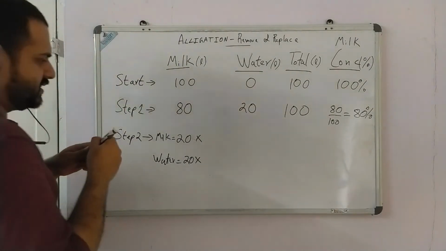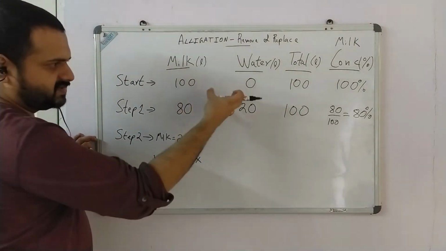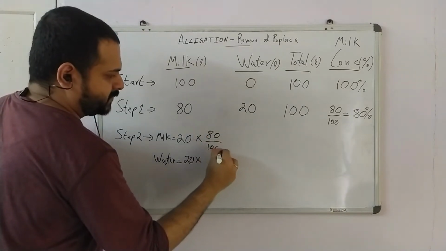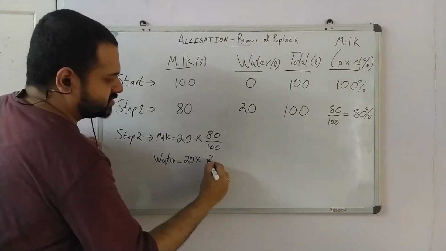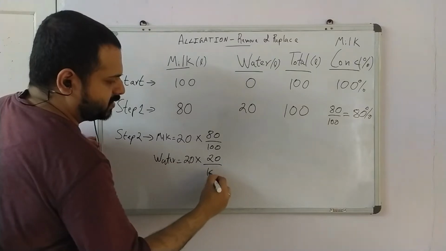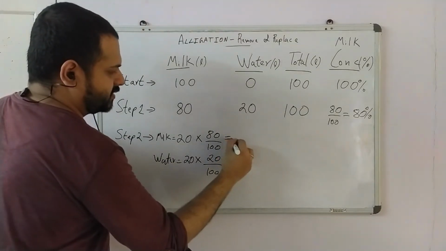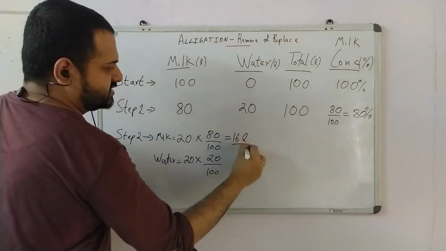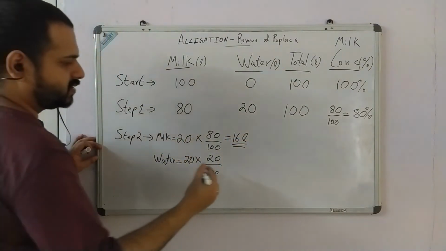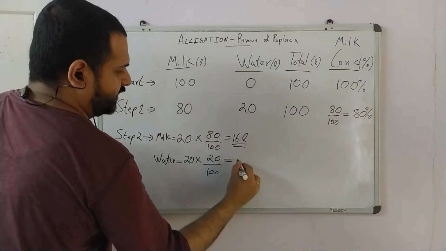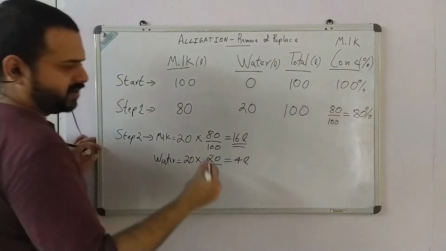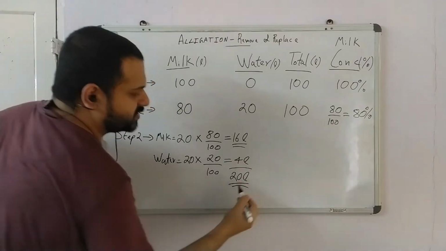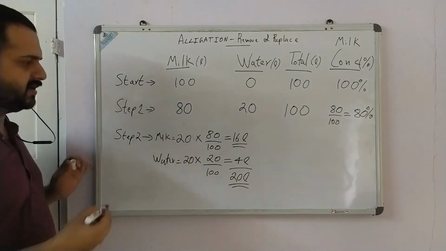What is the amount of milk that's there in 20 liters of this solution when I take it out? 20 into 80 by 100. Water is 20 into 20 by 100. Correct? So how much is this? 16 liters of milk come out. Correct? And 4 liters of water come out. Obviously, this will add up to 20 liters because we are taking out 20 liters, right?